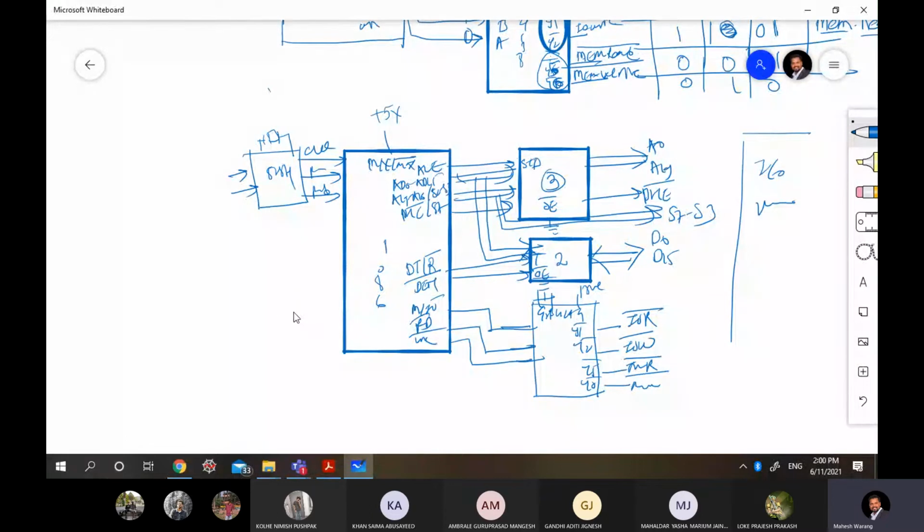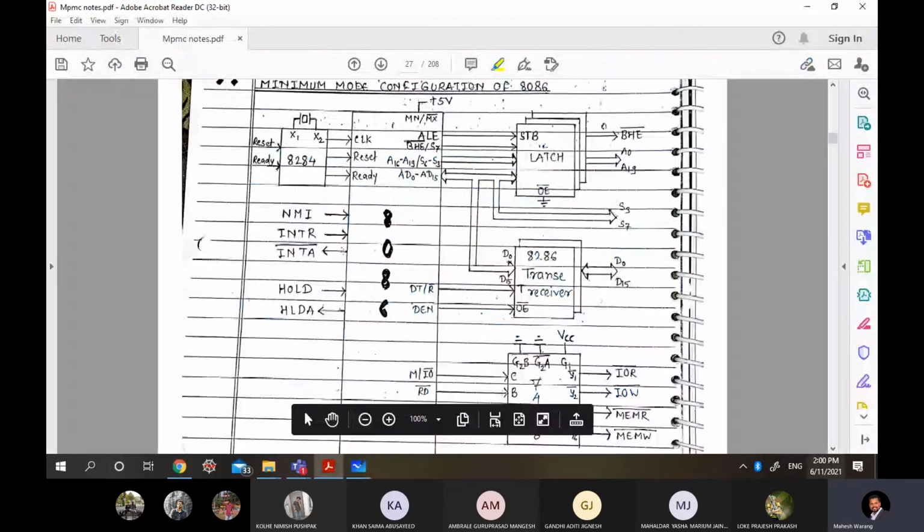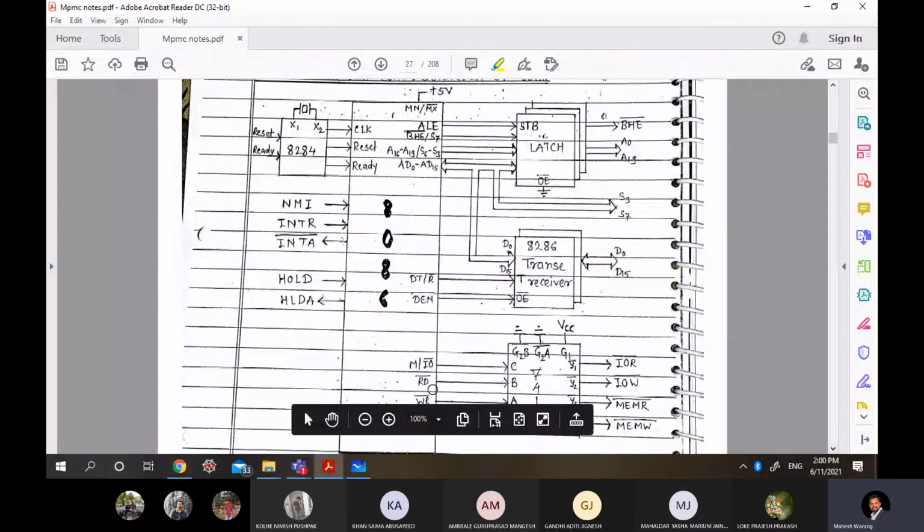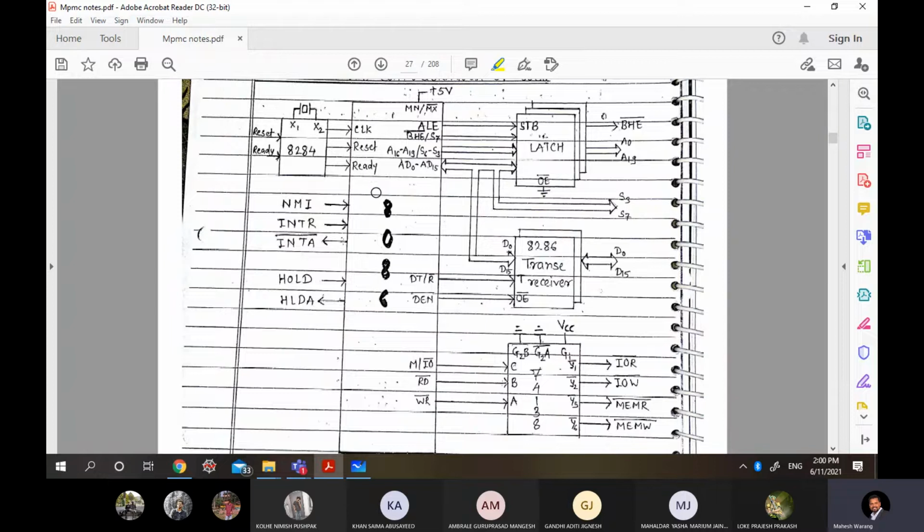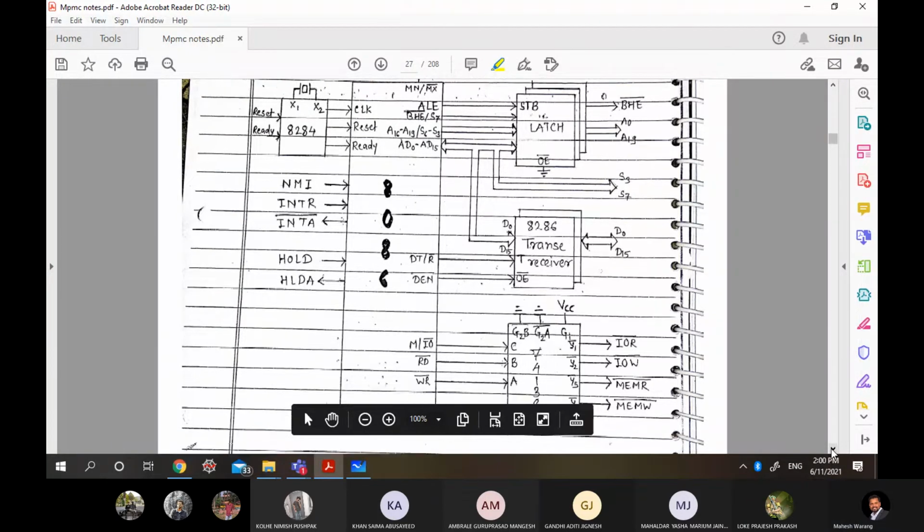Have you understood? The diagram is very big, but understand it. Any doubt? No. Okay. Now look at what is in the actual diagram. That is what we have just drawn: 8086 here, 8284, these 3 latches, the other 2 transceivers, and this one is the decoder. Now what you have to do is write the remaining pins here, like NMI, INTR, INTA bar, HOLD and HLDA. So for this you must know the pin diagram. That is the minimum mode configuration. Any doubt? I hope it is good.